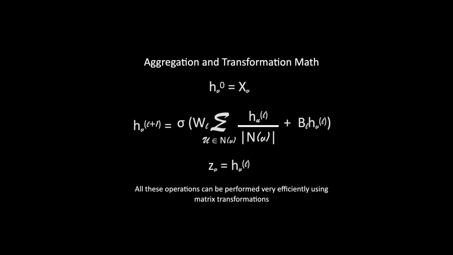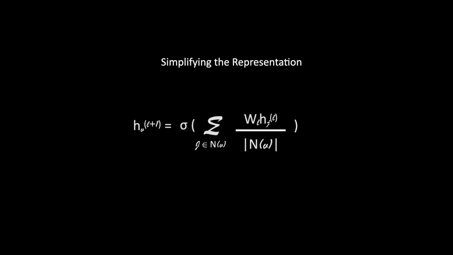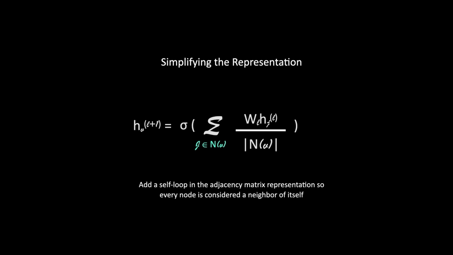Now, before we get there, I'm going to simplify this representation that you see here on screen. Here is a simplified representation of the math to get the node embeddings at the output of a certain layer. This simplified representation is equal to the previous representation that we've seen. What I've done here is I've added a self loop to every node in the adjacency matrix. Adding the self loop means that every node is a neighbor of itself, so you do not have to consider the node's own embeddings separately. The node's own embeddings will be considered as a part of the neighborhood information for the node.